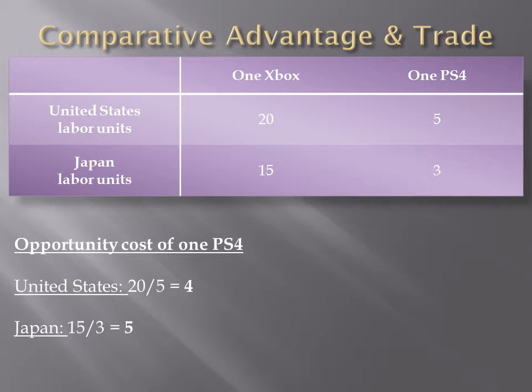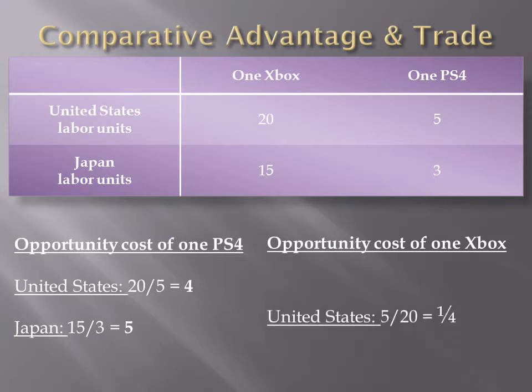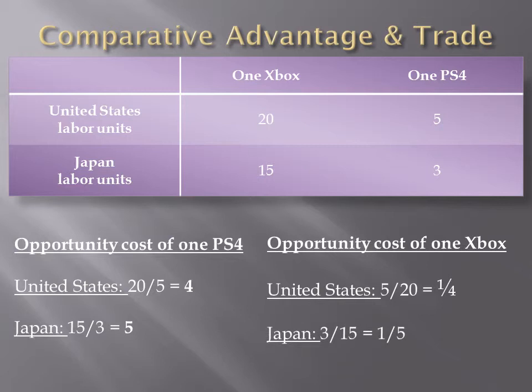To find out who has the lowest opportunity cost for the production of Xboxes, you just do the equation in reverse. Since 1/5 is less than 1/4, then Japan has the lowest opportunity cost in the production of Xboxes and therefore has the comparative advantage in producing them.